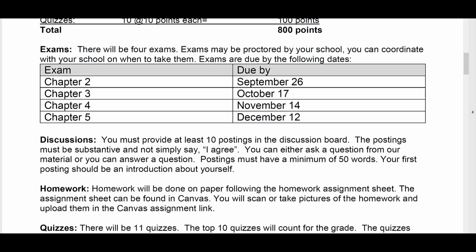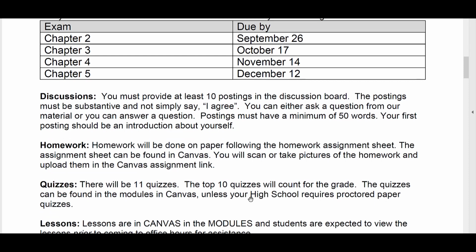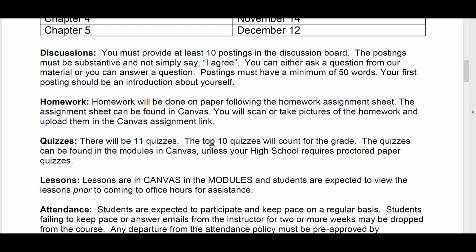Homework. Homework will be done on paper following the homework assignment sheet. The assignment sheet can be found in Canvas. You will scan or take pictures of the homework and upload them in the Canvas assignment link. Quizzes, there'll be 11 quizzes. The top 10 will be counted towards the grade. The quizzes can be found in the modules in Canvas, unless your high school requires proctored paper quizzes.